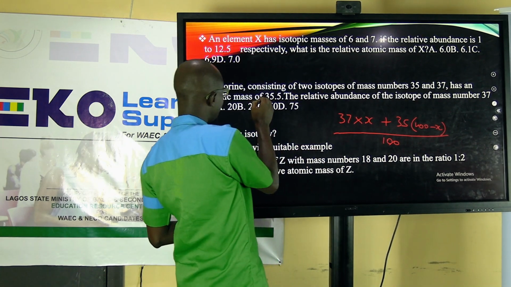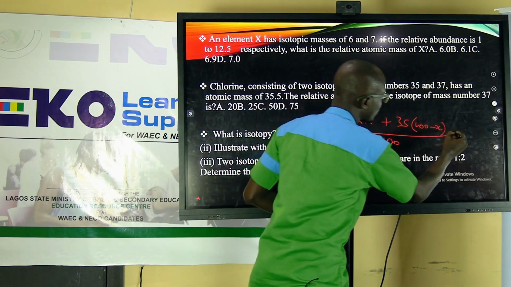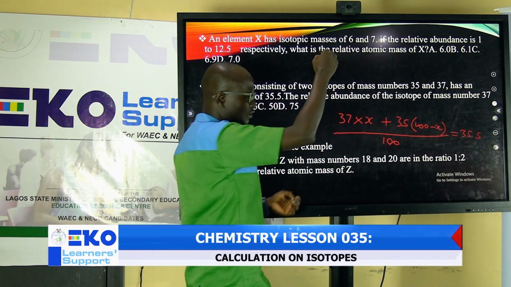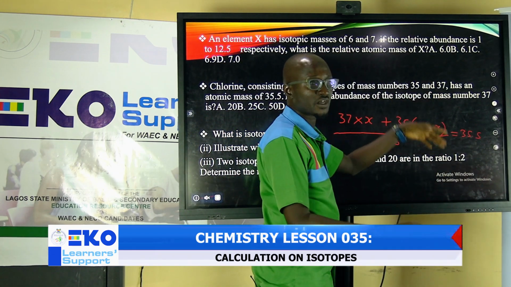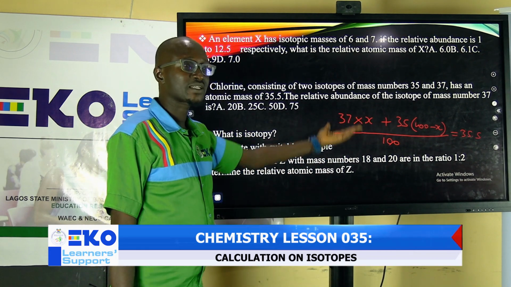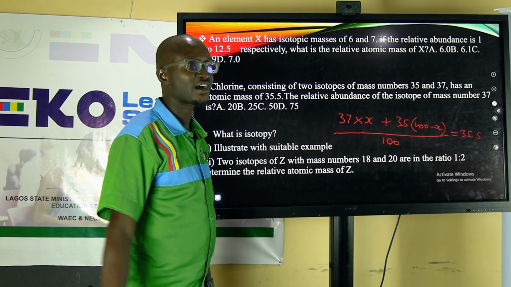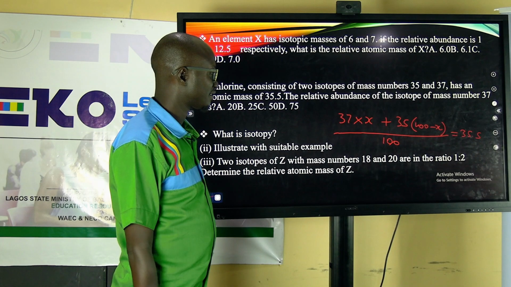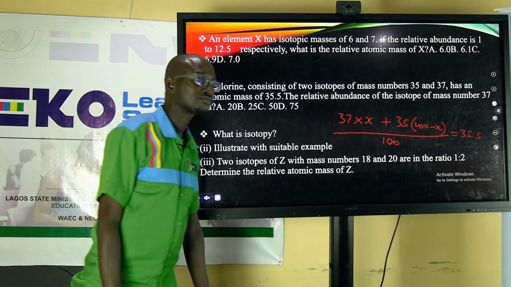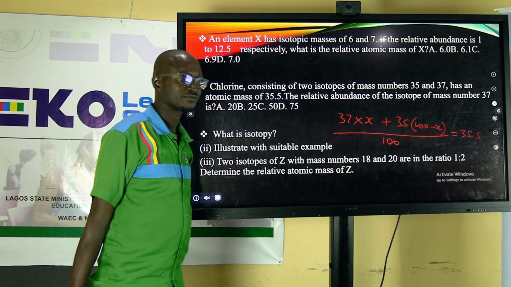Remember, we have been given the relative atomic mass, which is equal to 35.5. In the previous question, we were looking for the relative atomic mass, but in this case, it has been given. So the rest is mathematics, and I believe our students are up to the task. Can you quickly use your calculator and solve it for me?